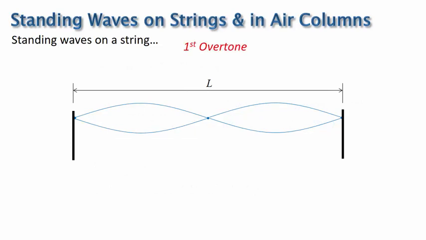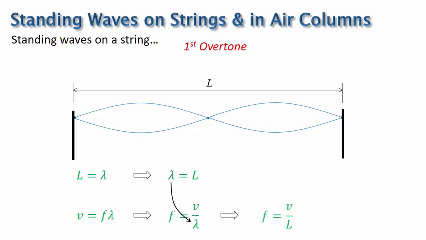We can derive equations for the frequency and the wavelength of the first overtone, just as we did with the fundamental. Starting with the wavelength, we can see that this time there is a complete wavelength in the length of the string L. So the wavelength of the first overtone is just L. We can derive the equation for the frequency of the first overtone just as we did with the fundamental frequency, starting with the relationship speed equals frequency times wavelength and solving that for frequency, and substituting for the wavelength, the frequency of the first overtone is V over L.